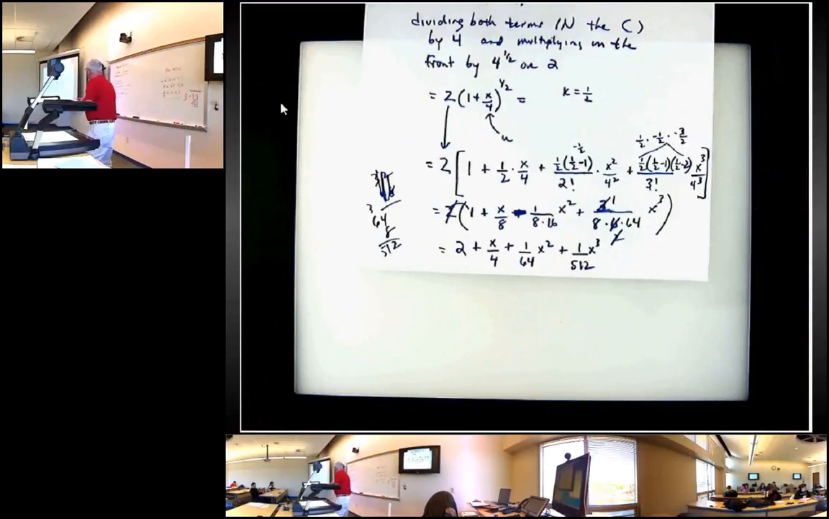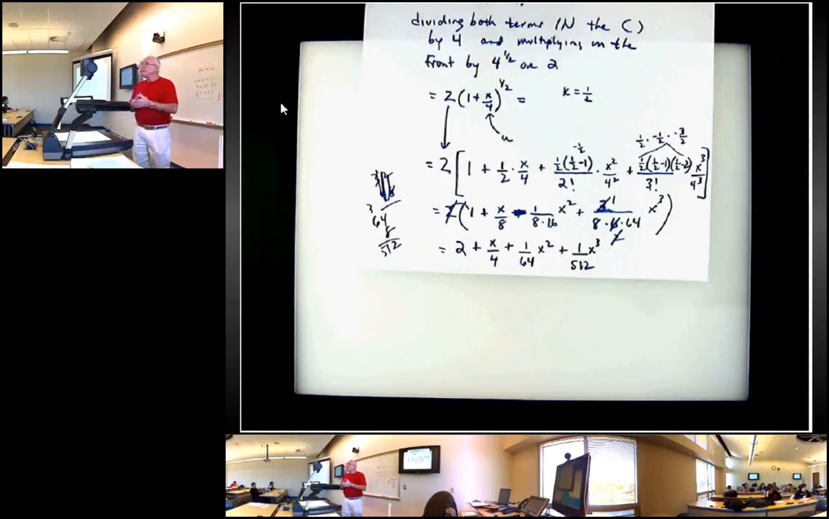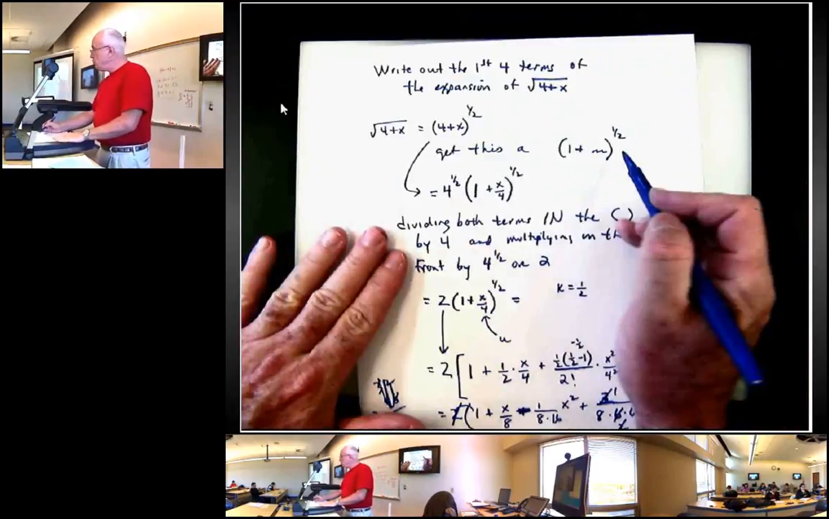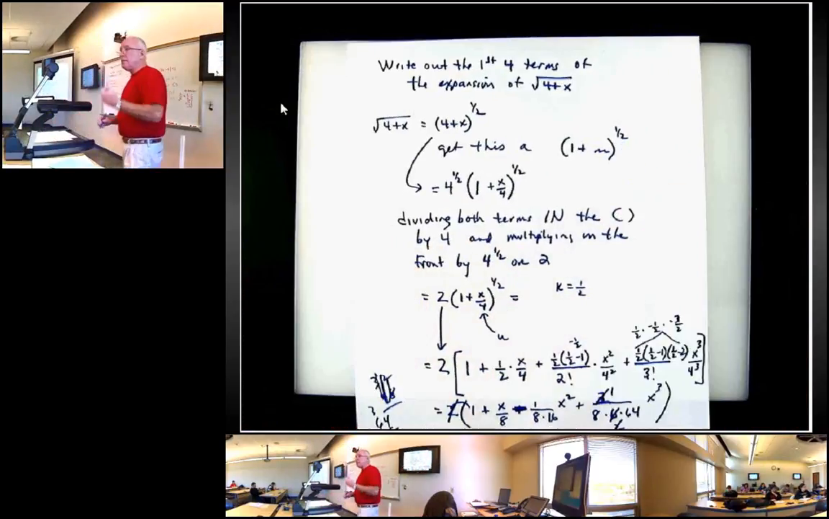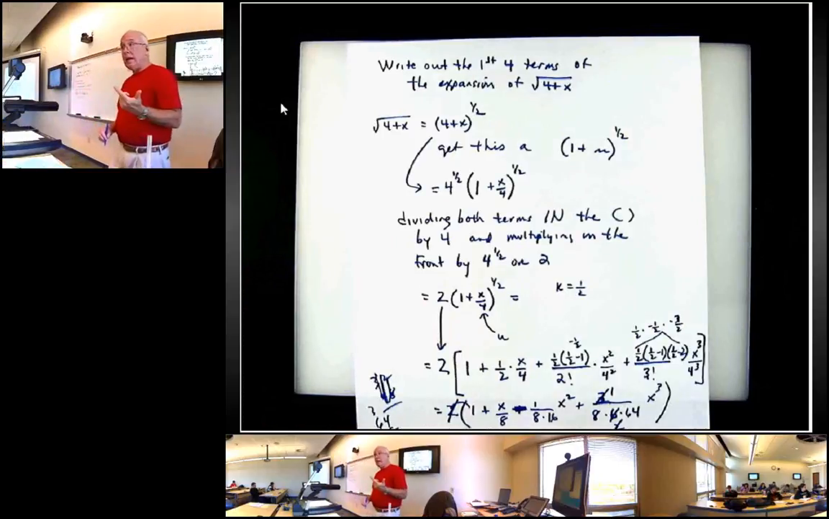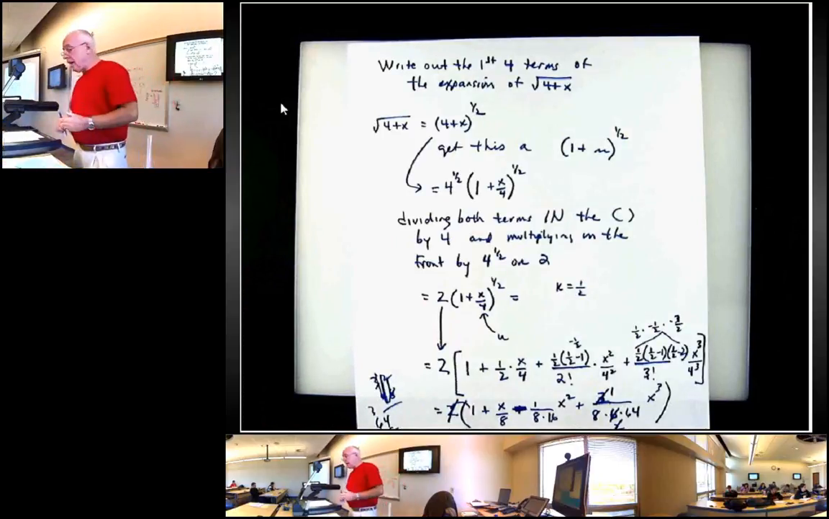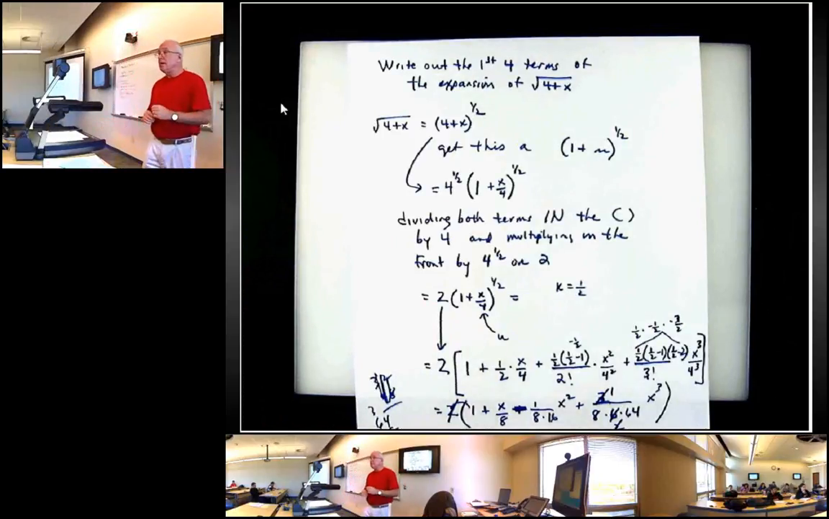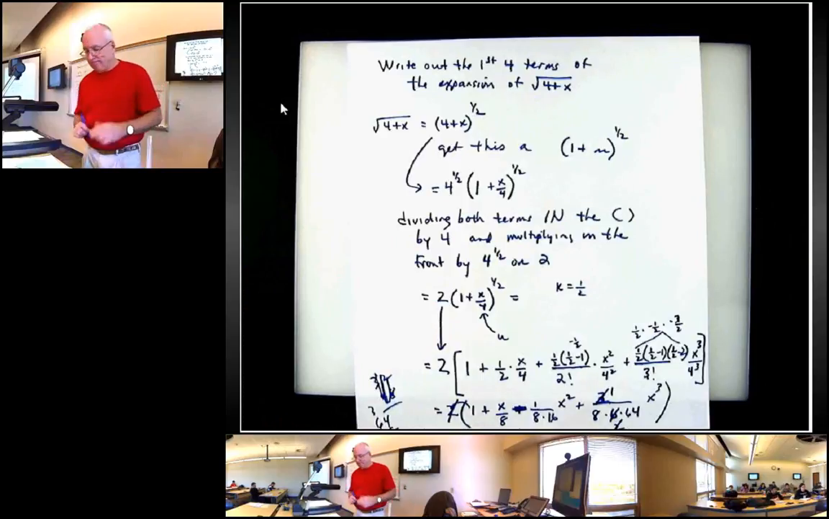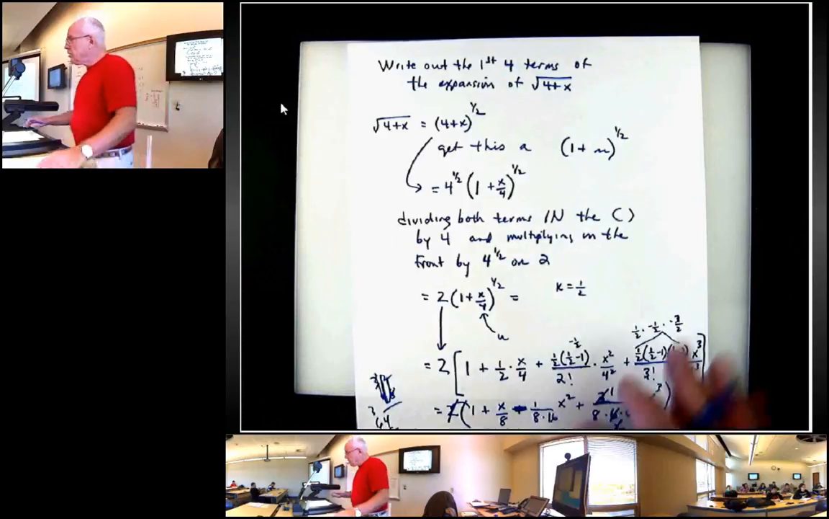The tricky thing with a problem like this is the very first step that we did, is getting it in this form, 1 plus something to a power, by taking out that 4 to the 1/2 power and then dividing both of the terms on the inside by 4. All right. Is there a question on this problem?